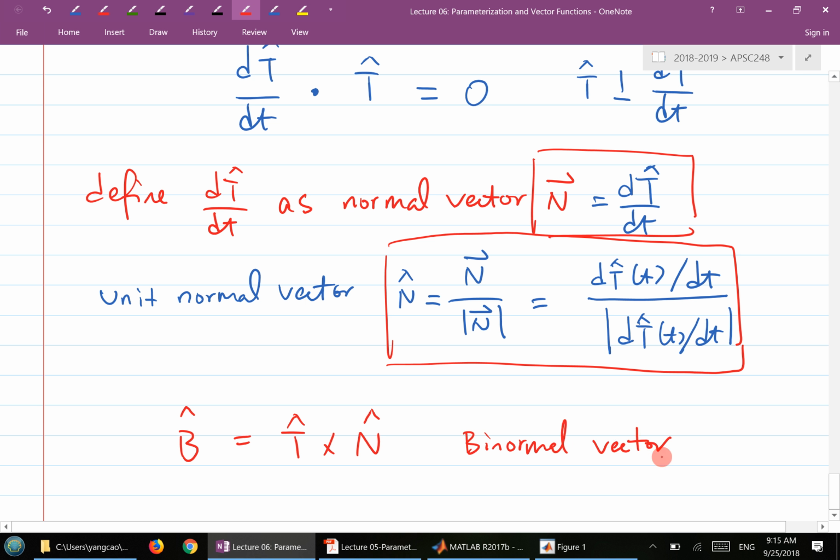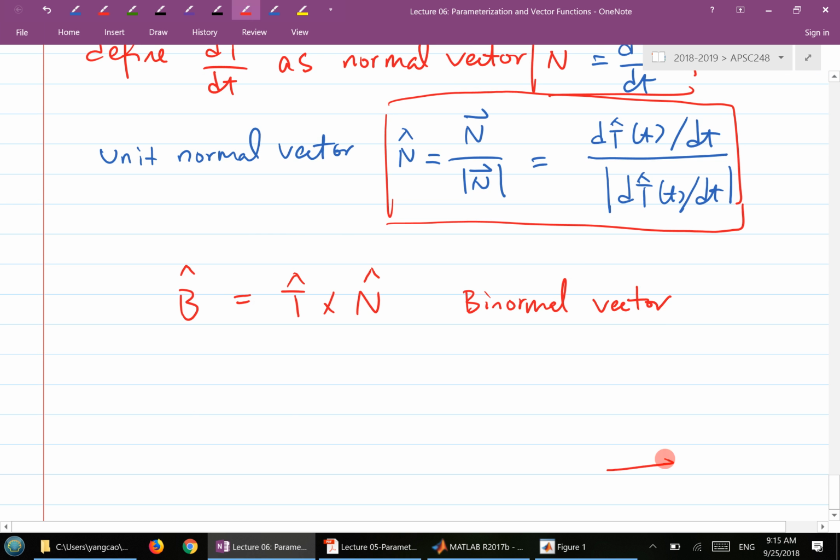So when you cross product two unit vectors, you get back a unit vector. So that's a rule here. And this is called a binormal vector. So it's like this, right? You have a t hat over here, and then you have n hat, which is perpendicular between these two, and then you get a b hat after the cross product.